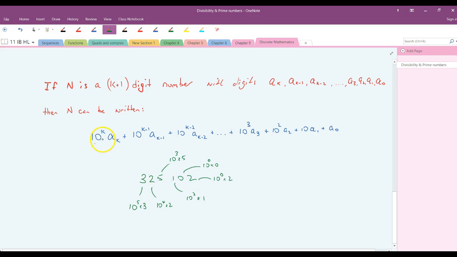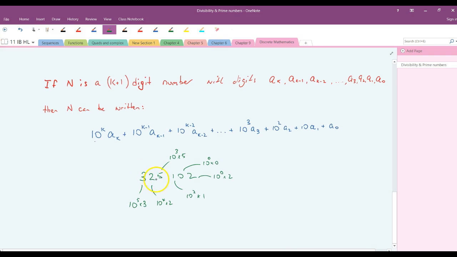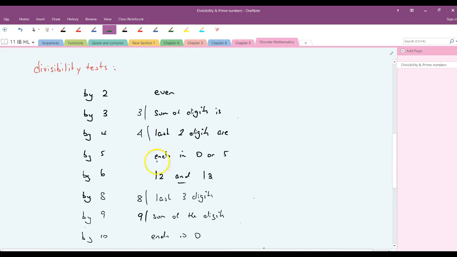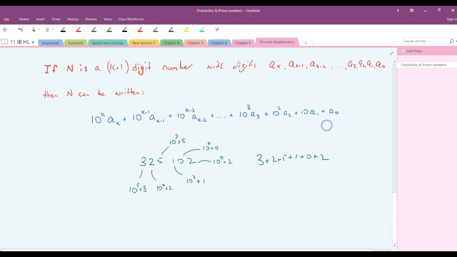Now we can write a number in this format so that eventually we're able to split up these a's, which just represent the numbers 325102. So if we're looking for, say, the sum of these digits, 3, 5, 10, 11, 13, we would say this is 3 plus 2 plus 5 plus 1 plus 0 plus 2. And why do we want that? Because it's useful to find out the divisibility of a number.